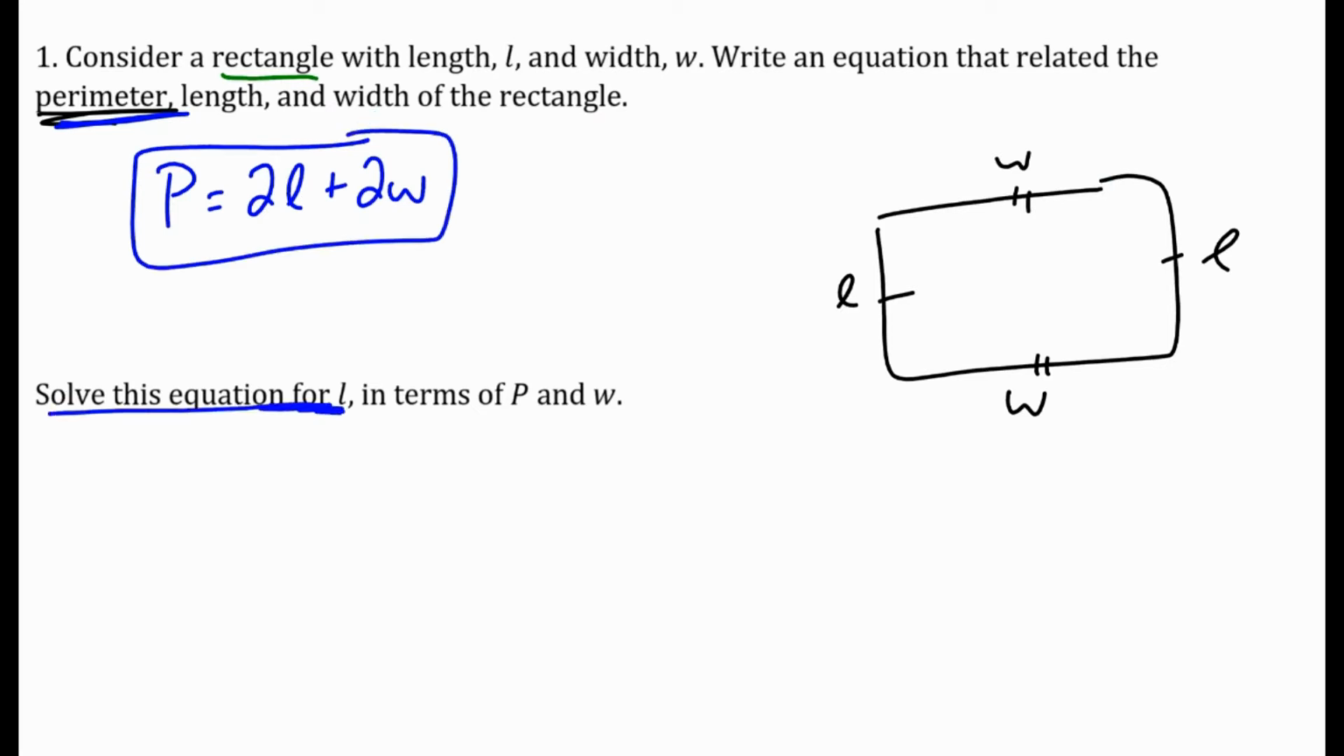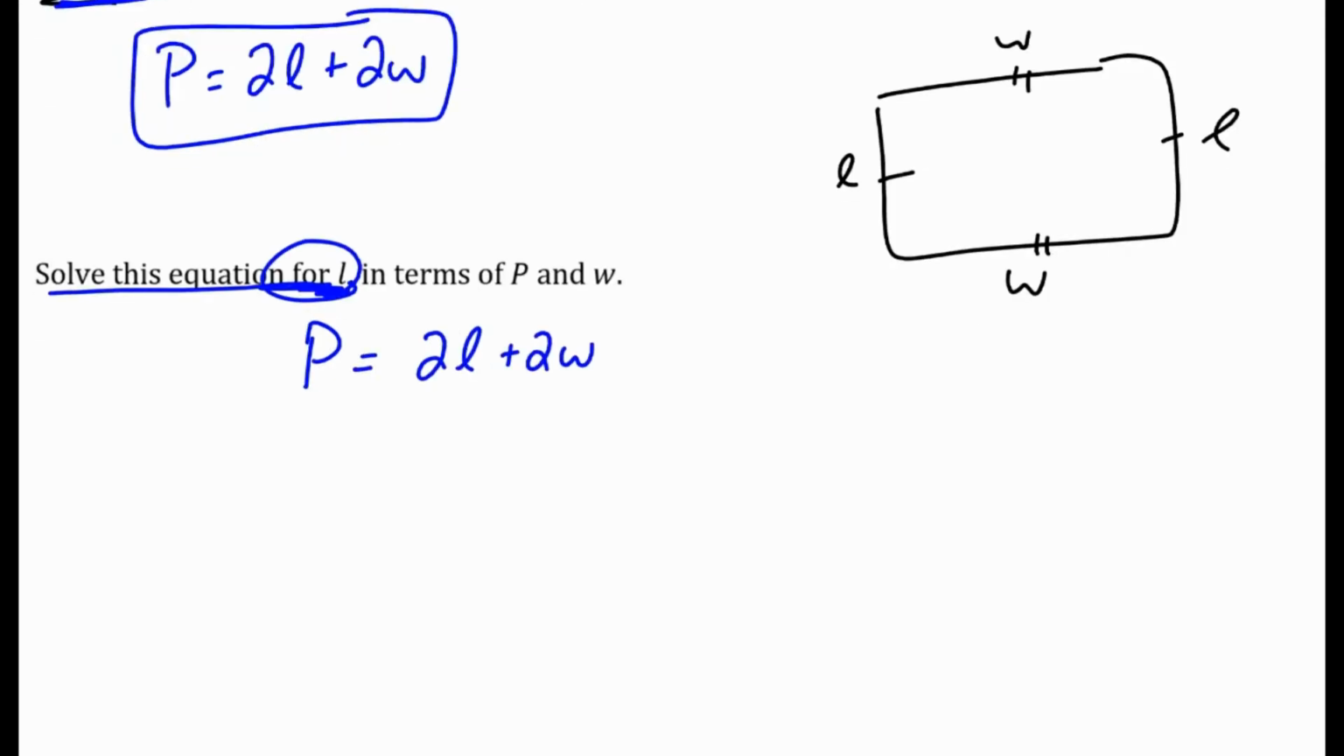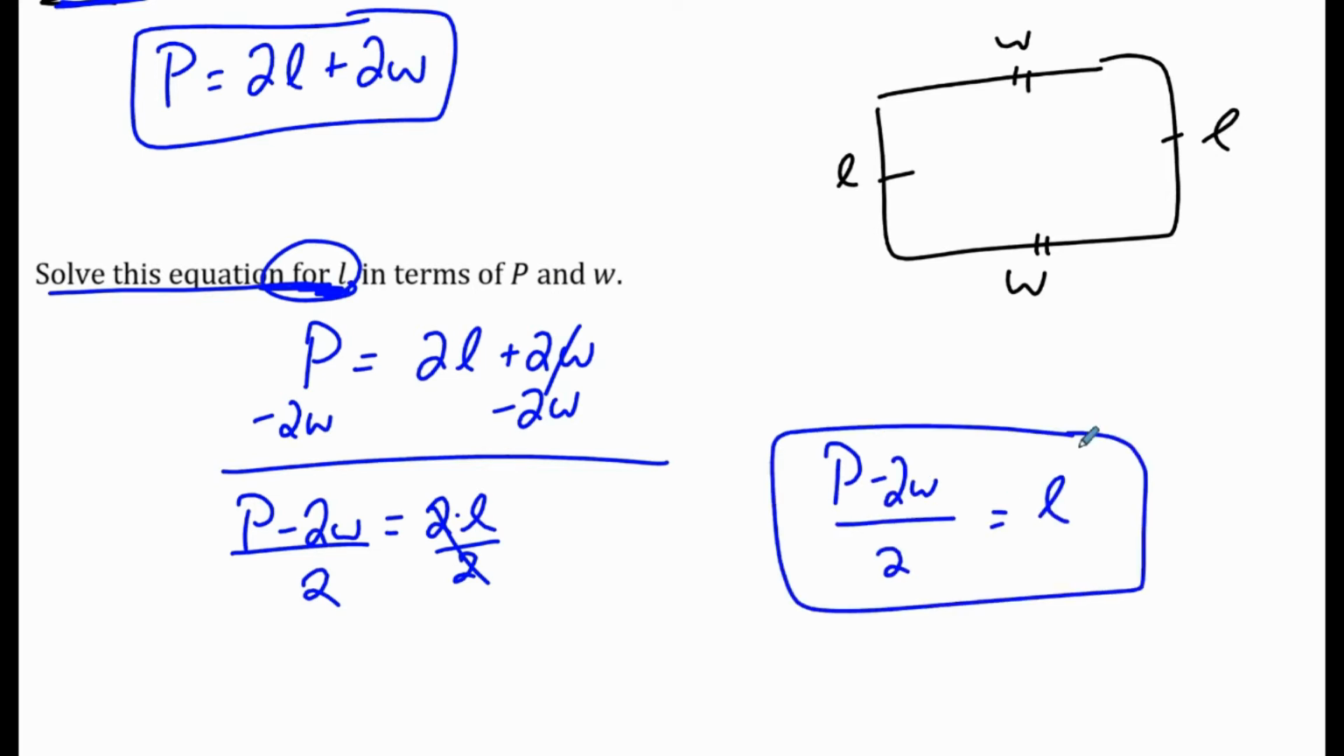Solve this formula for L. Solve for L. So how do I get L all by itself in this equation here? Well, there's L. This 2W has nothing to do with it, so let's subtract it to get rid of it on this right-hand side. Well, I don't care about 2 times L, so let's divide by 2. And we end up with P minus 2W all over 2 equals the length. Not terrible, not too terrible.